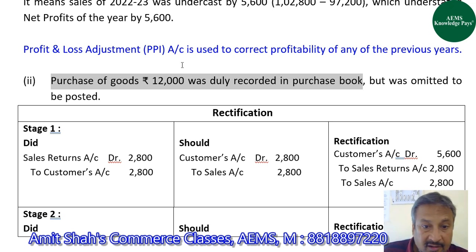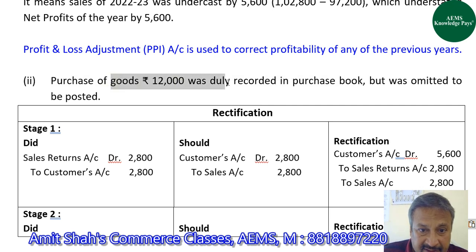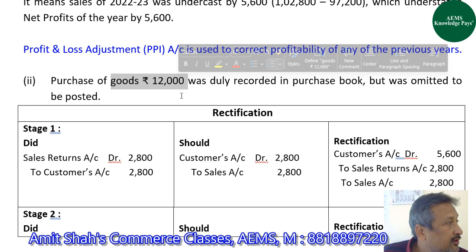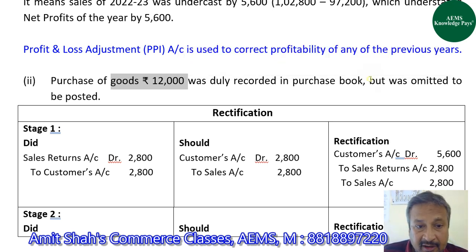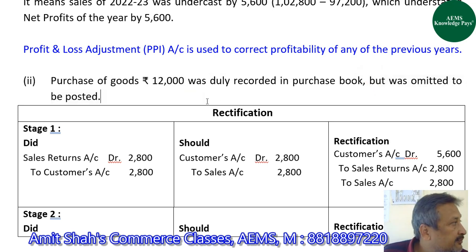Credit side. Right. In purchase book, they have recorded this purchase. From the purchase book, at the end of the month, the total purchase, including this 12,000, would have gone to purchase account on the debit side in ledger. But the credit side posting in supplier's account has not been done.